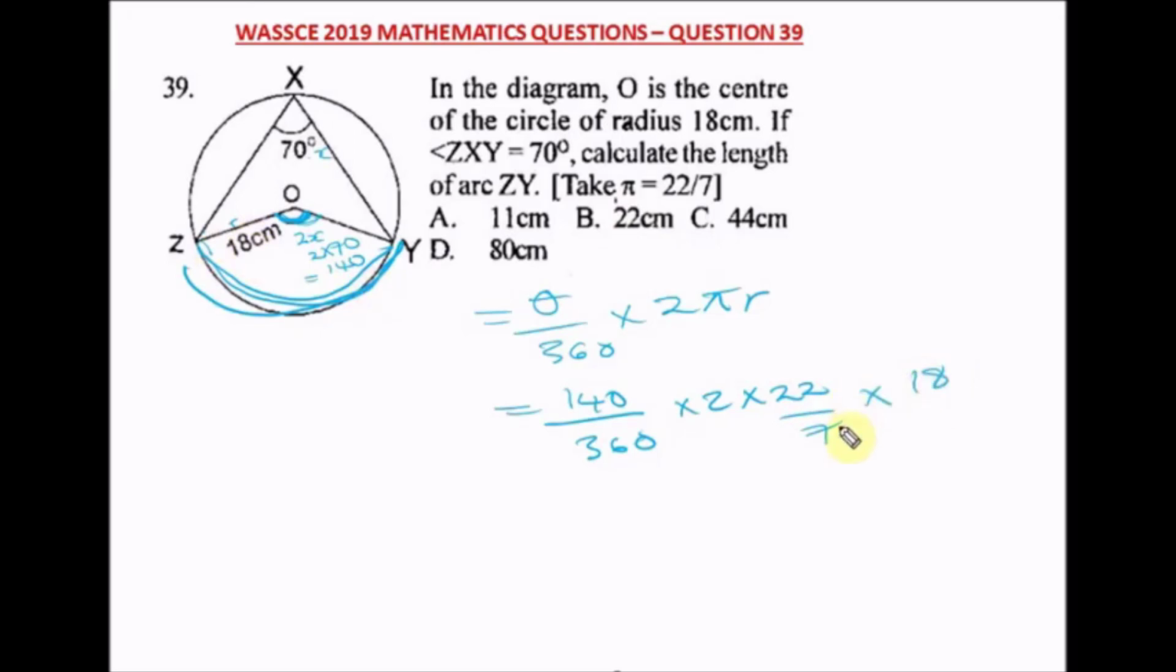18. Okay, so if you punch in your calculator on all this, what are we going to be left with? We're going to be left with 44 centimeters. So our answer is 44 centimeters, and our right option here is option C.